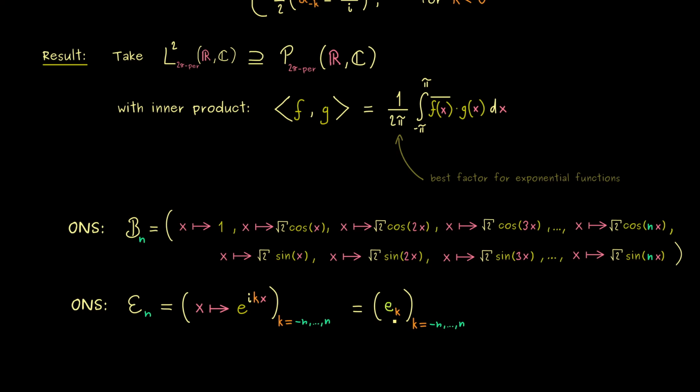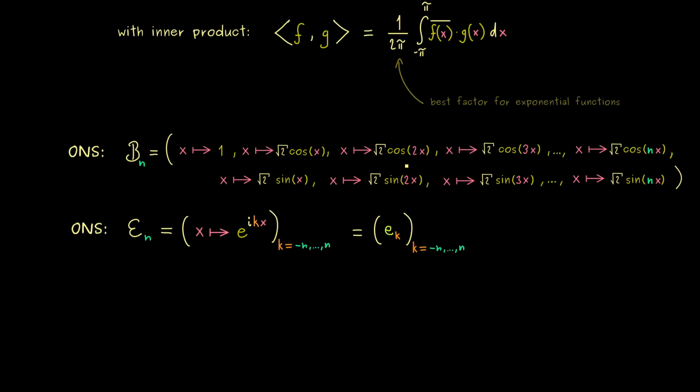Now, we didn't show exactly that we have an ONS here, but it's not hard at all. So it's not hard to show that two different exponential functions are orthogonal and that they are normalized. I tell you it's not hard because integrating exponential functions is not a problem at all for us. But still, it's something you should write down for yourself.